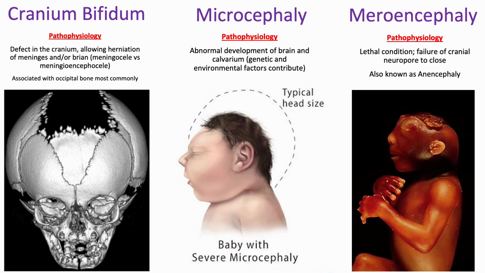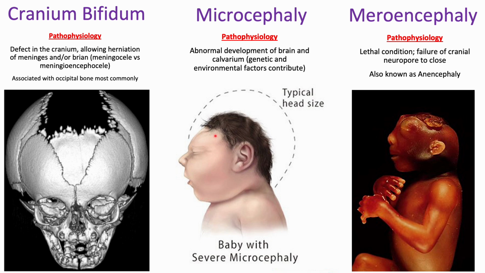All right, next up we have a couple of different alterations in the development of the skull. The first is cranium bifidum. Cranium bifidum is a pathological variation in which we do not have the fusion of the skull at the apex. So this is a defect in the cranium, and it can allow herniation of the brain and the meninges. If it's just the meninges, we're going to call that a meningocele. And if you have the meninges and the brain involved, that's when we get the meningoencephalocele. So the encephalocele refers to the brain tissue. And this most often is associated with failure of correct development of the occipital bones.